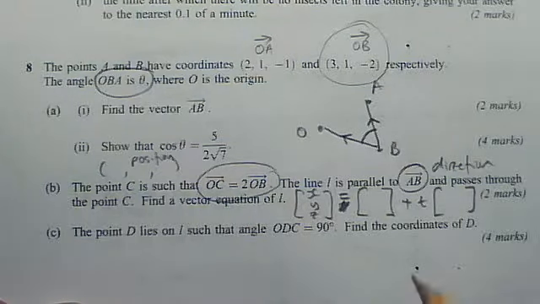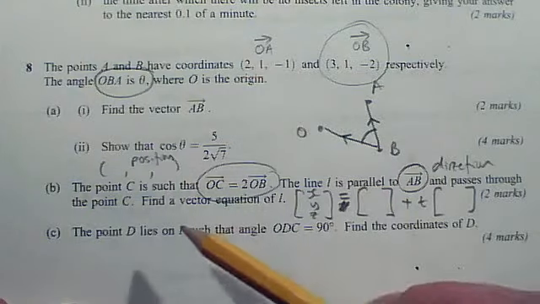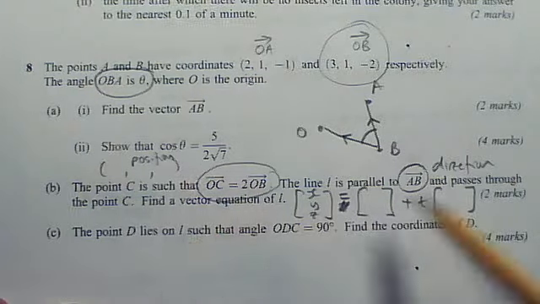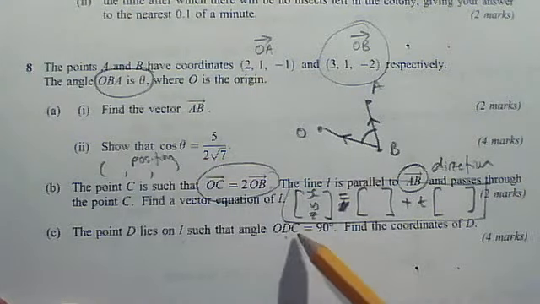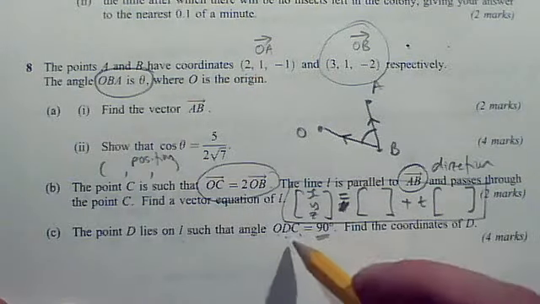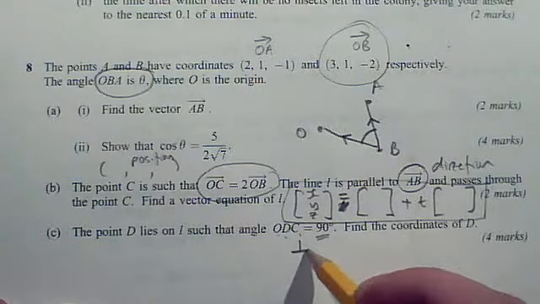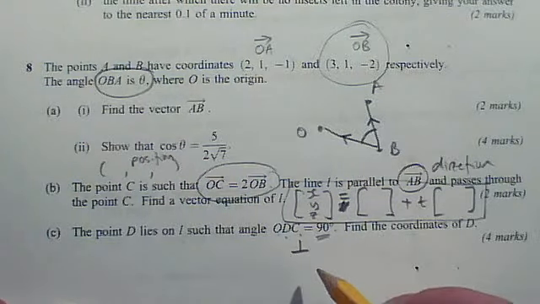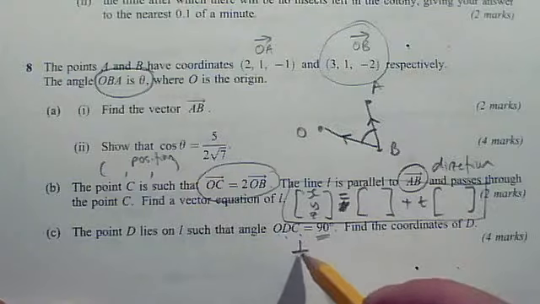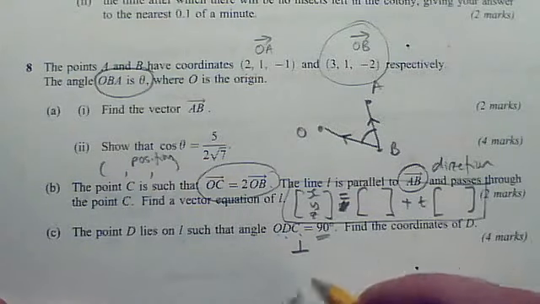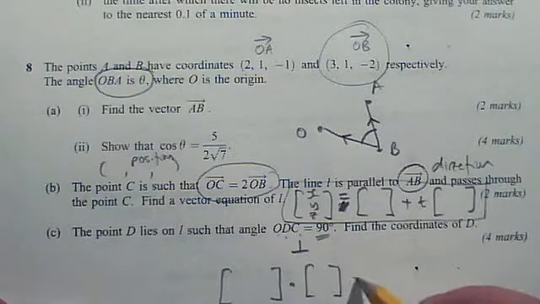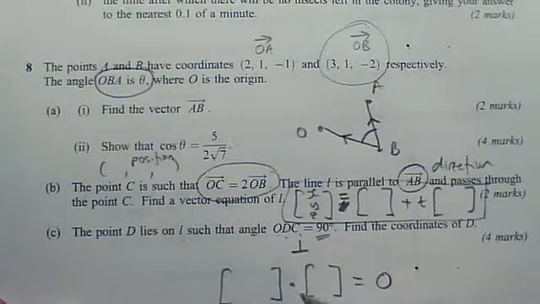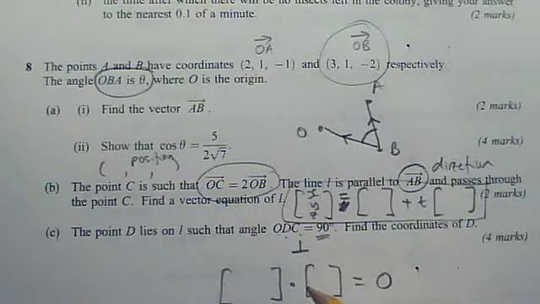And then finally, one that takes a little bit of thought, we've got D, which is on the line L, so D is on this line, and the angle ODC has to be 90 degrees, in other words it's perpendicular, and the test for perpendicular vectors is that the scalar product, the dot product, is 0. So we're going to be doing a vector dotted with another vector and getting an answer of 0. And of course we've got to get the correct two vectors.